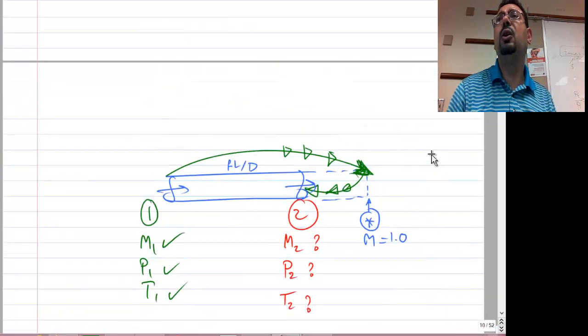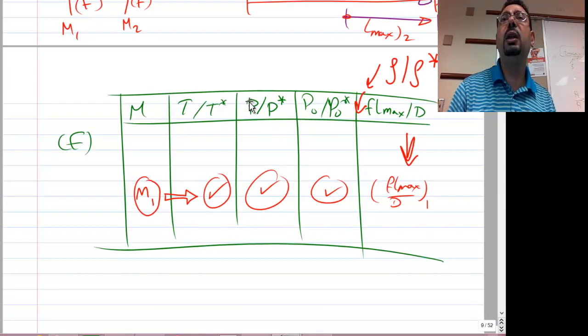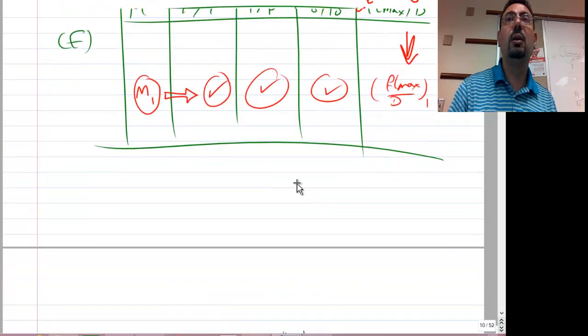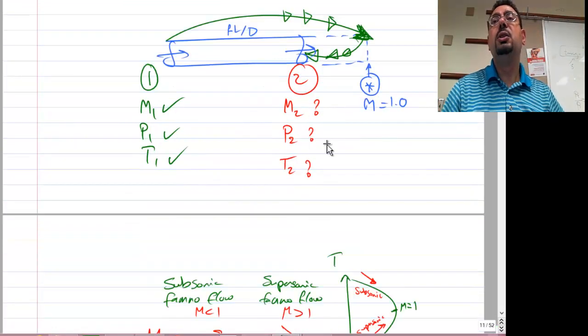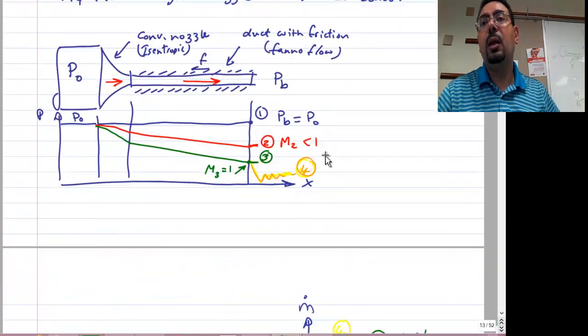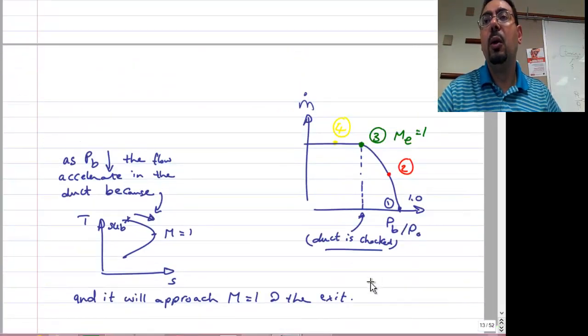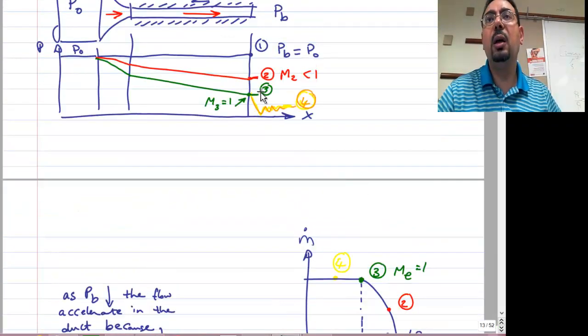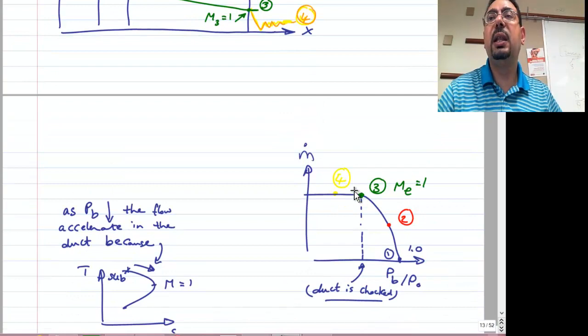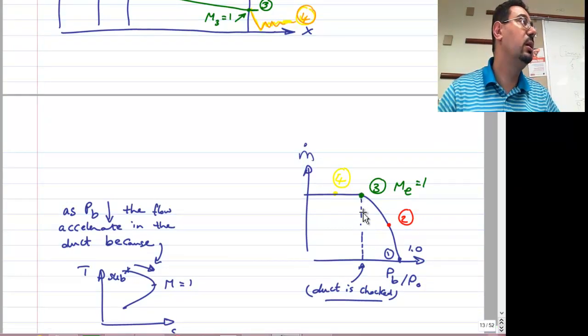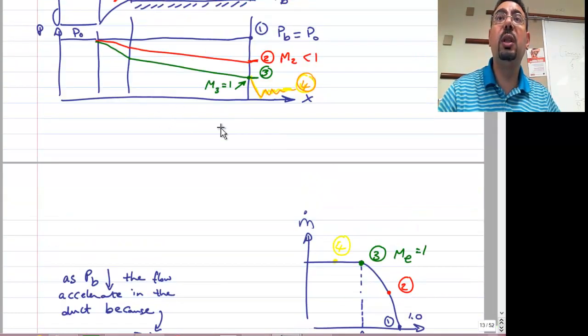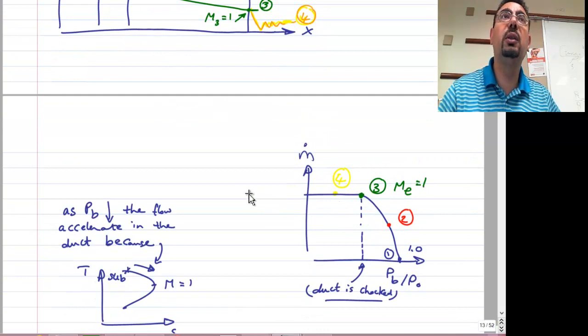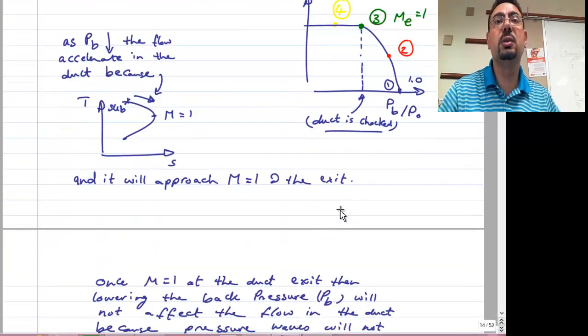How can I get that? Well, you go to that table and you will read basically P over P star, and you will be able to get it. Okay? You can also get it from here. So once we hit that point, point three, basically the m dot is m dot max. And lowering the back pressure more than this will not really change your flow rate, right? So your flow rate is constant.